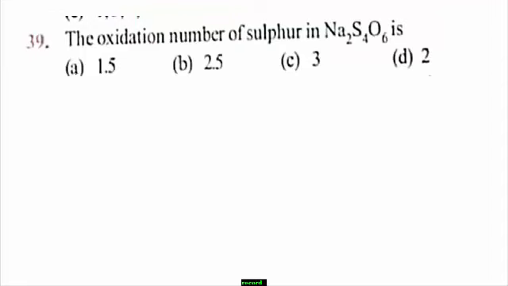Next, question number 39. The oxidation number of sulfur in Na2S4O6 is. The oxidation number of sulfur in Na2S4O6. Let's calculate the oxidation state of sulfur.